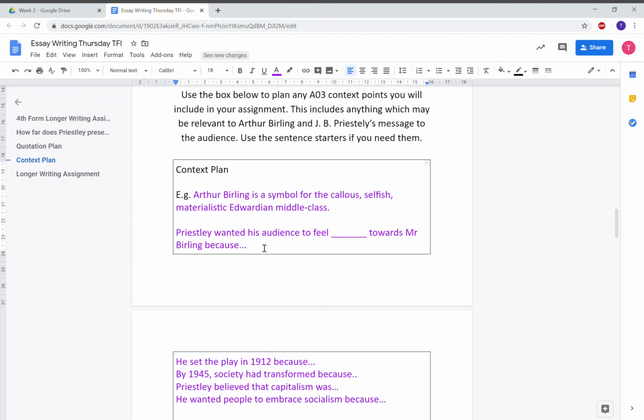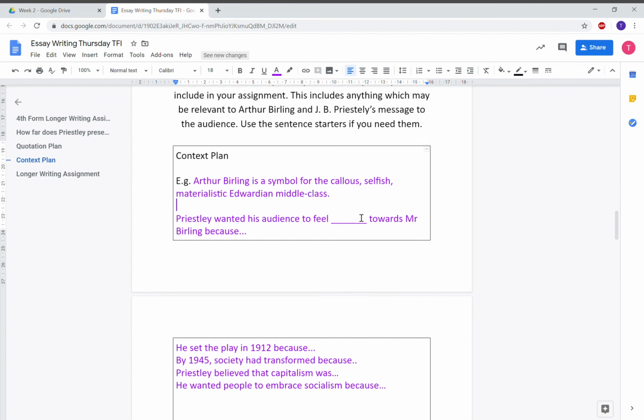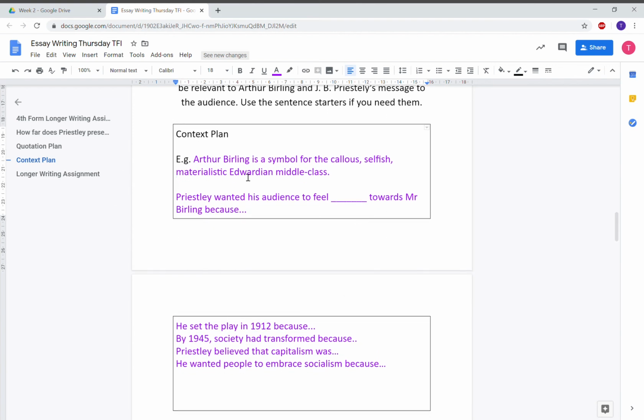An example of context would be anything to do with the fact that Arthur Birling is a symbol for capitalism, what J.B. Priestley thought about capitalism, the fact that J.B. Priestley was a socialist, what Priestley's message in the play was, why he makes Arthur Birling a dislikable person. Anything like that would be a contextual point. Any reference at all to Edwardian society, if you use the word Edwardian, or the word class, you are talking about context. An example would be Arthur Birling as a symbol for the callous, selfish, materialistic Edwardian middle class. And then there are some sentence starters. Complete this box, fill this in.